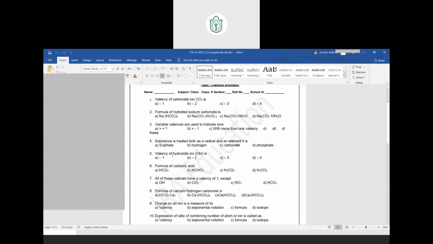What is the valency of hydroxide ion? -1. Correct, -1. Hydroxide is OH minus.